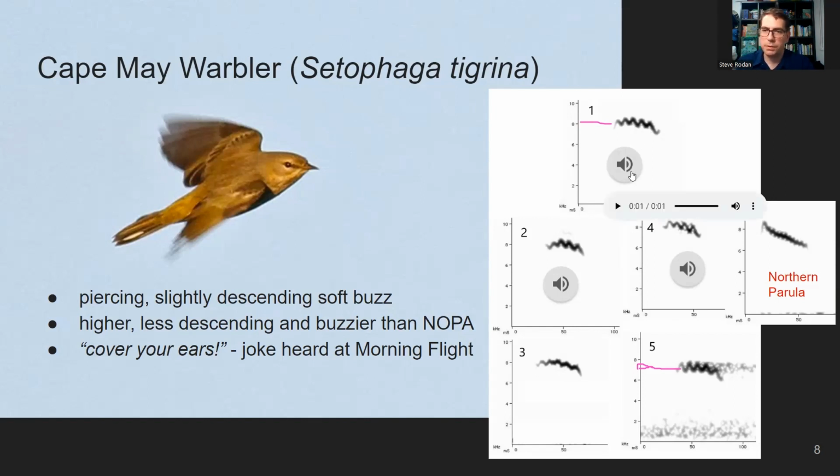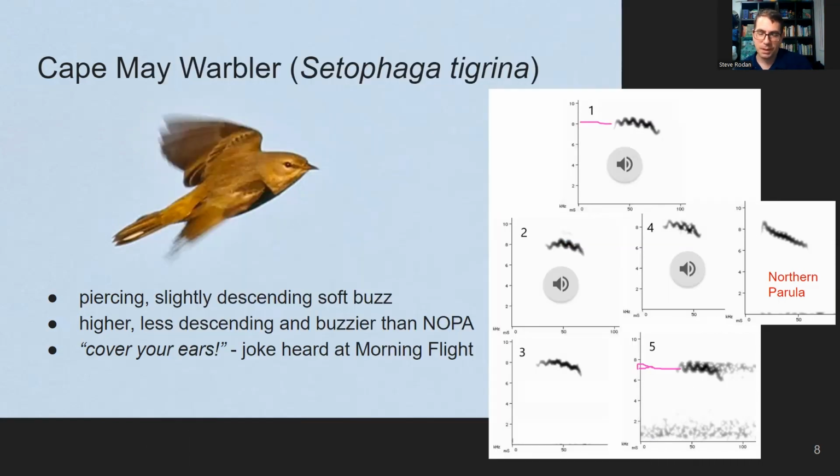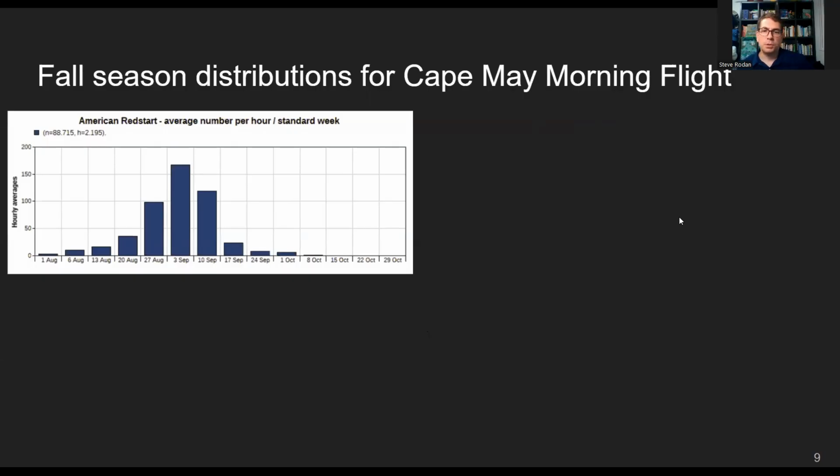in the modulations. And I have to add that on more than one occasion, I've heard the warning, cover your ears, it's a Cape May at the morning flight. So it's a species known for its relatively high call. The fall season distributions for Cape May morning flight specifically.